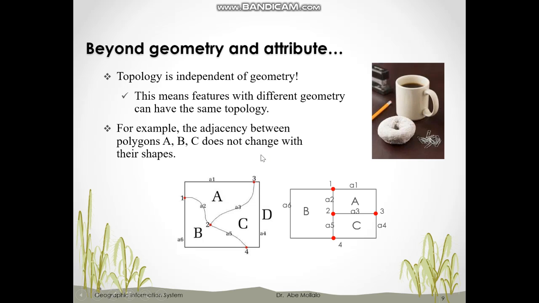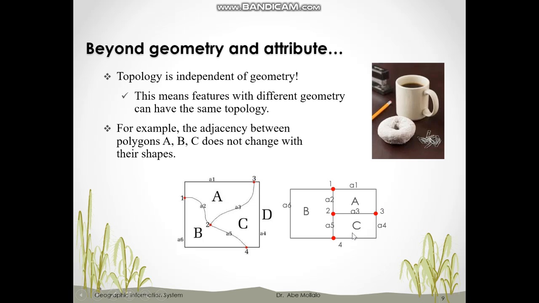Okay, so let's look at these two graphs. Even though they have different shapes, the topological relationship remains the same. So from a topological perspective, these two are similar. Why? Because, for example, polygon A here is adjacent to polygon B and also polygon C, because they share borders. And also here, polygon A is adjacent to polygon B and also polygon C.